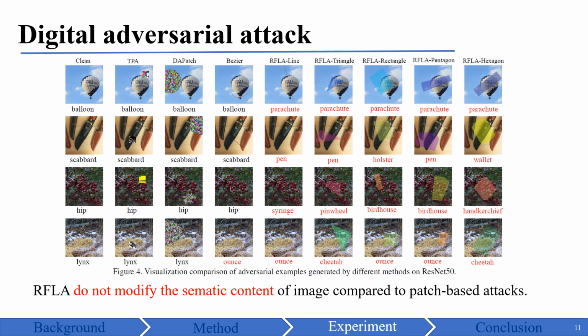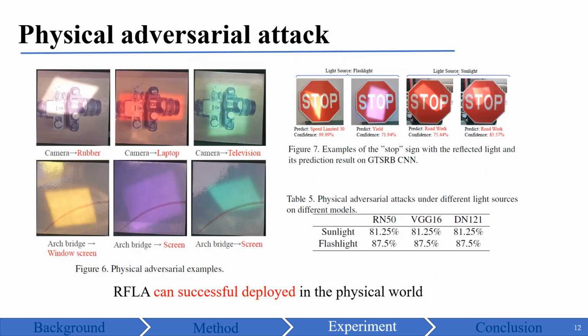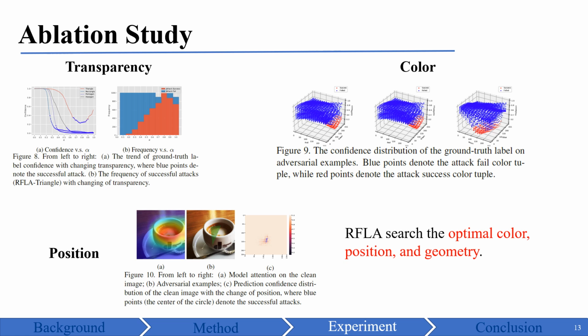As we can see, the patch-based attacks cover the original content of the image. In contrast, our method does not modify the semantic content of the image. We also conducted the physical test, and the results suggested that our method can be successfully deployed in the physical world. Finally, we also made an ablation study to show our method can find the optimal transparency, color, and position.